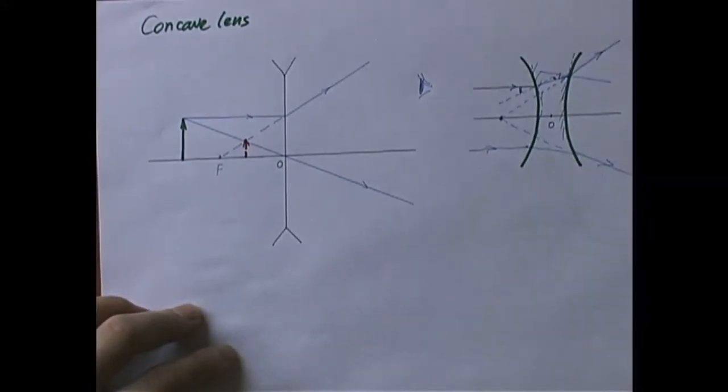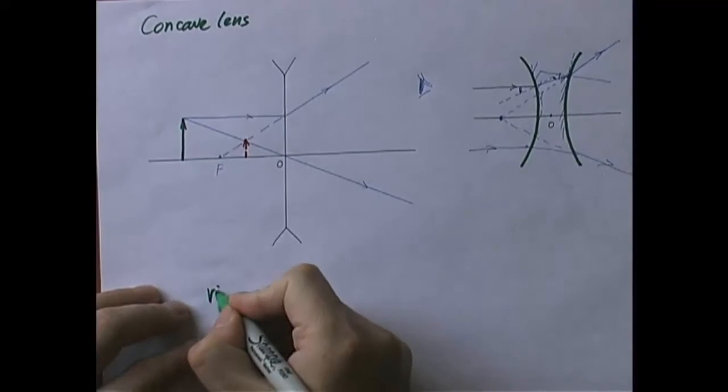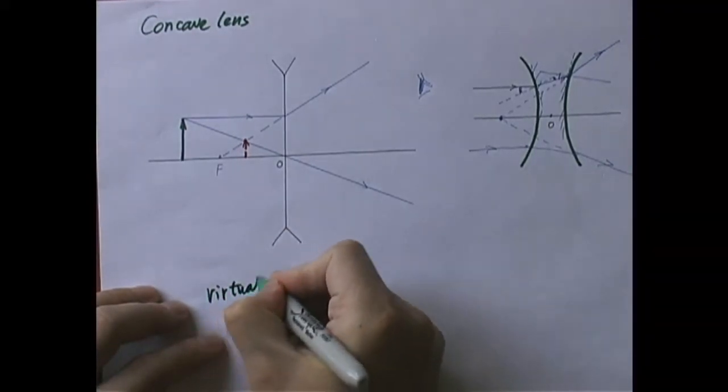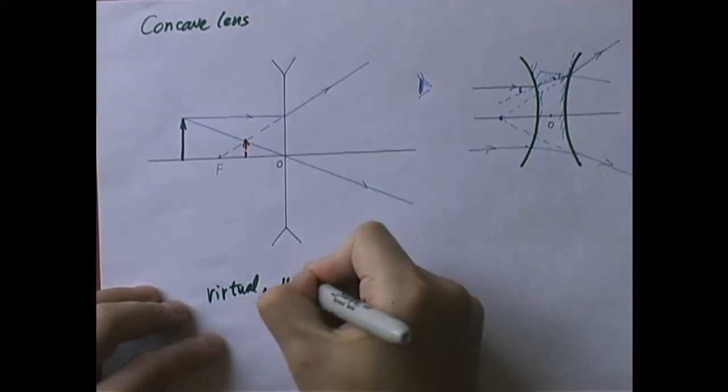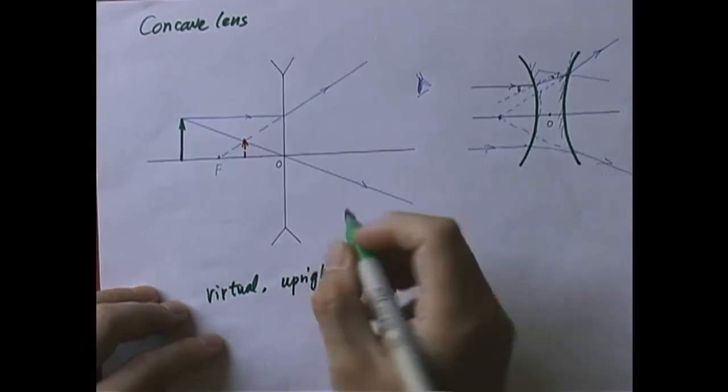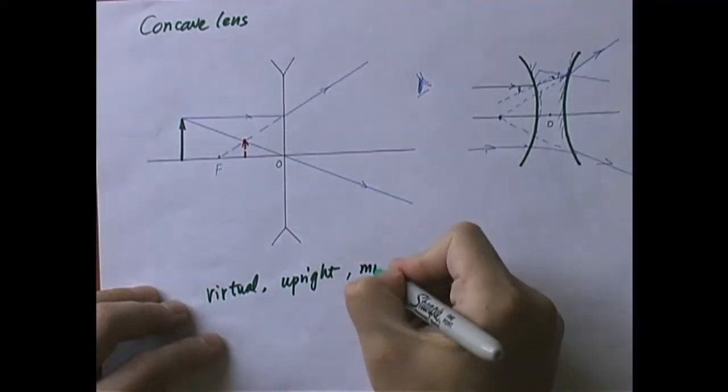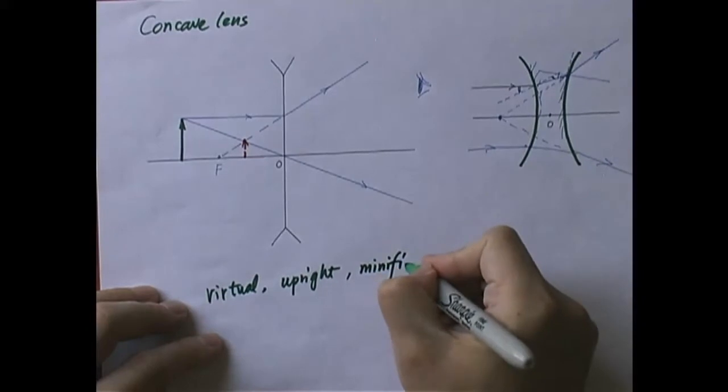Not only is it virtual, it is right side up. Okay, so it's virtual and upright. Is it bigger or smaller? It's obviously smaller. Minified.